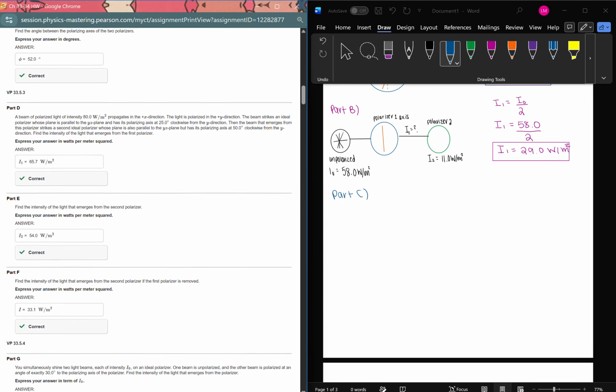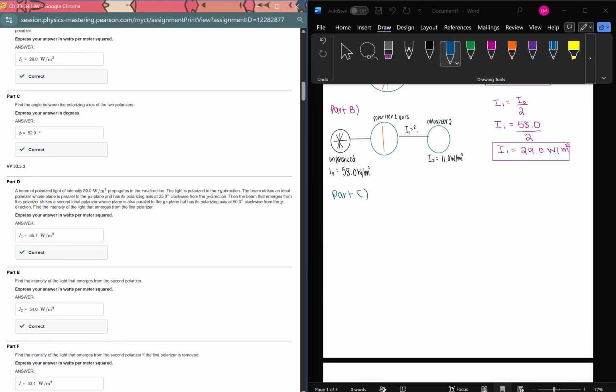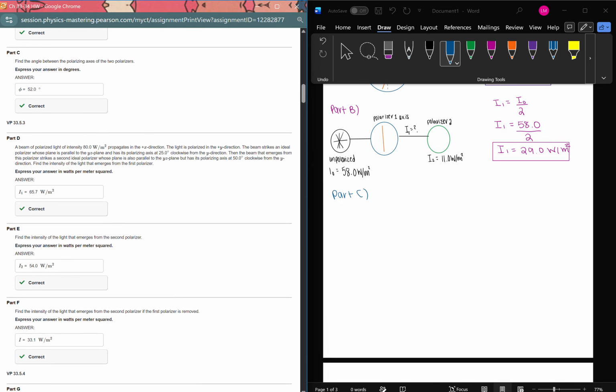No, wait, sorry. Up here. Find the angle between the polarizing axes. So we have to find the angle between the two polarizers. To do that, we already know the intensity after polarizers one and two. We just have to find the angle between the two polarizers. So we're gonna use Malus's law, which let me go ahead and write down.